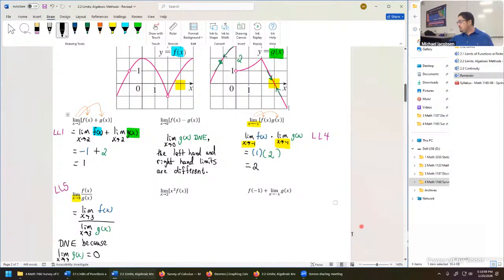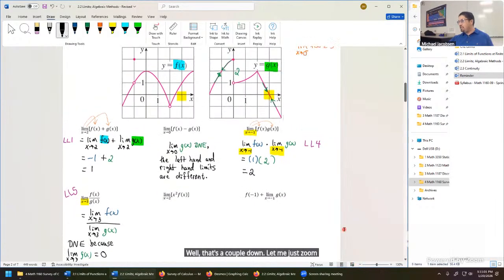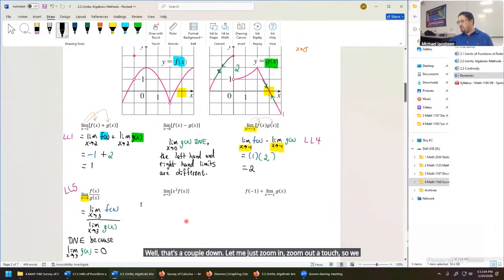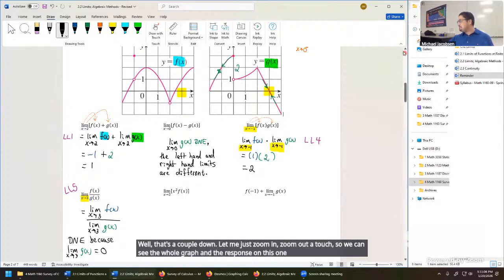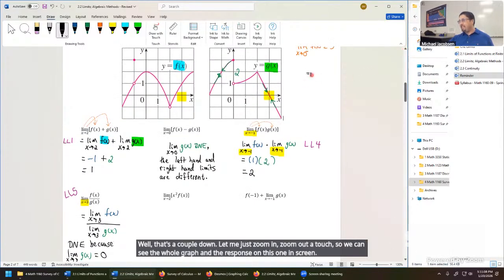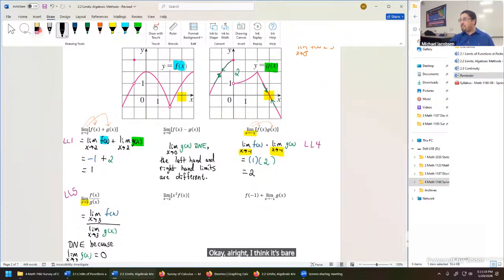Well, that's a couple down. Let me just zoom out a touch so we can see the whole graph and the response on this one in screen. Okay, all right, I think it's barely on there. Let's change gears to the penultimate problem.